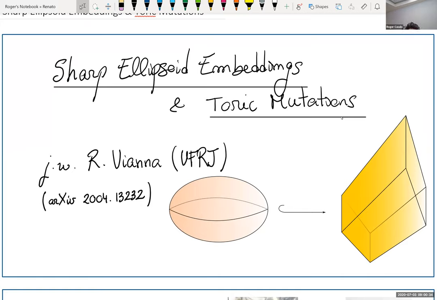The talk is titled Sharp Ellipsoid Embeddings and Toric Mutations, and it's joint work with Renato Vianna. The paper is on the archive. This is the number. And mostly the pictures we're going to be thinking about are essentially the ones that you see here. So the left-hand side will be a four-dimensional ellipsoid, where the semi-axis is going to really be important. So that's quantitative symplectic geometry. And we're going to try to embed that inside some symplectic manifolds, which are going to be essentially toric manifolds.